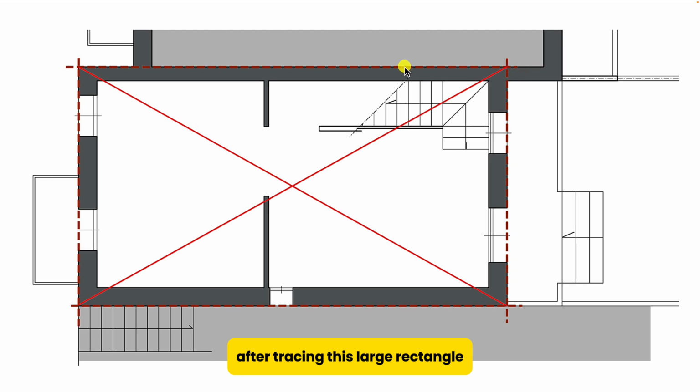After tracing this large rectangle, all you need to do is to draw the diagonals, and the intersection point is this one, and this will be the center of your floor plan. You can mark this with a red dot or a little cross here with a pen.